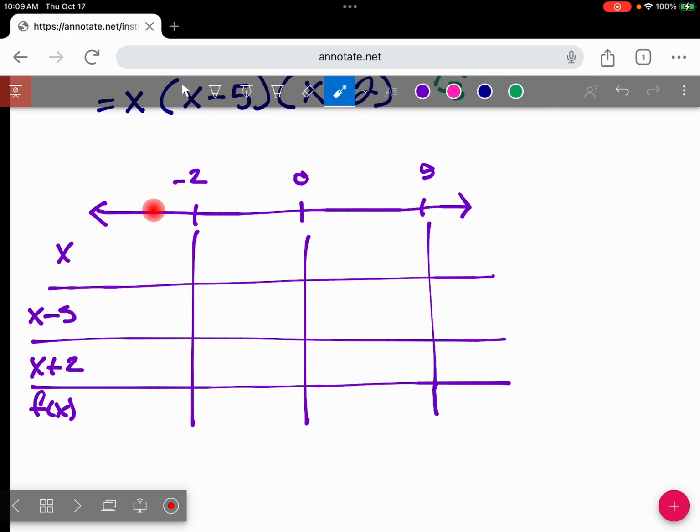So if I have a number that is smaller than negative 2, what's going to happen with x? Is it going to be positive or negative? And this one is going to be negative. I'm going to go in rows. Over here, is this going to be positive or negative? Negative. How about this one? Positive.